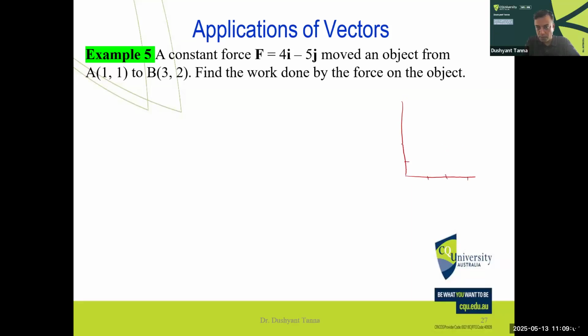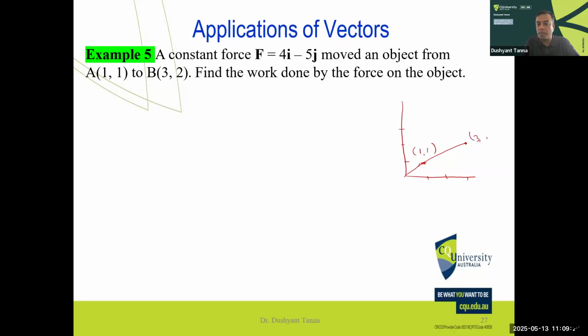Three, 1, 2, 3. 1, 1 is here. 3, 2 is here. So 1, 1, and then it moved to 3, 2, right? It's not up to scale, so don't worry. It's definitely not a straight line.